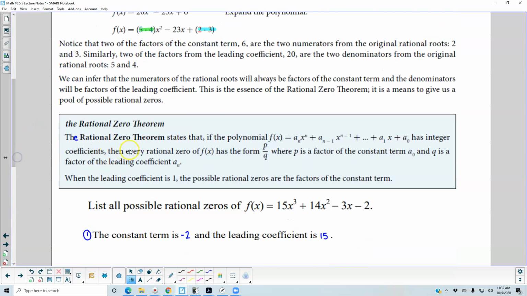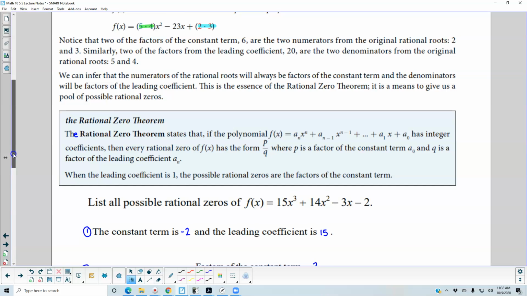Now, the rational zero theorem states that if the polynomial f of x is equal to the following has integer coefficients, then every rational zero of that function has the form p over q, where p is a factor of the constant term a subscript 0, and q is a factor of the leading coefficient a subscript n. Now, when the leading coefficient is 1, the possible rational zeros are the factors of the constant term.